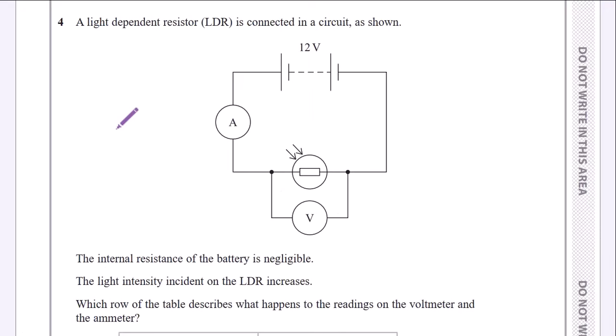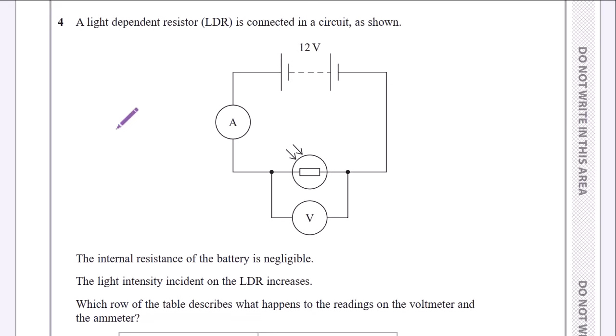Now let's move on to question 4. A light-dependent resistor, LDR, is connected in a circuit as shown. The internal resistance of the battery is negligible. The light intensity incident on the LDR increases. Which row of the table describes what happens to the reading on the voltmeter and the ammeter? So this is an amazing question. Please listen to me very carefully.